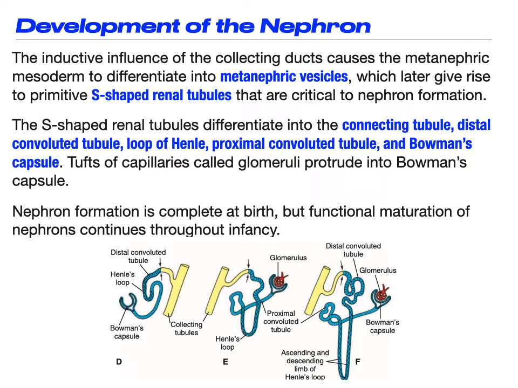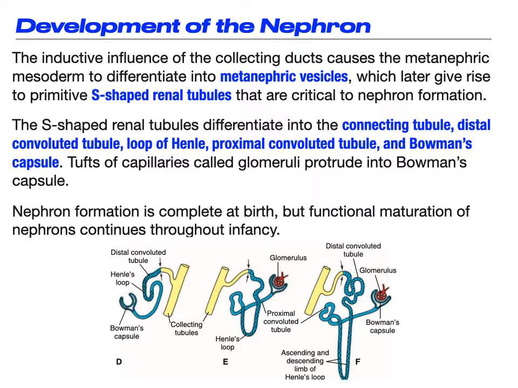Cells in the collecting tubules, which come from the ureteric bud, signal the nearby metanephric mesoderm to form round cell clusters called metanephric vesicles. The vesicles elongate and bend into S-shaped tubes, which are similar to the mesonephric tubules. One end of the tube connects with the collecting tubules, and that part becomes the distal convoluted tubule. The other end of the tube forms the proximal convoluted tubule.